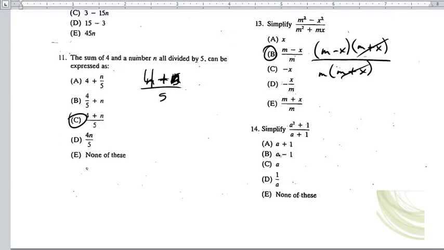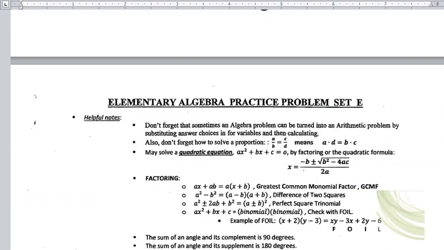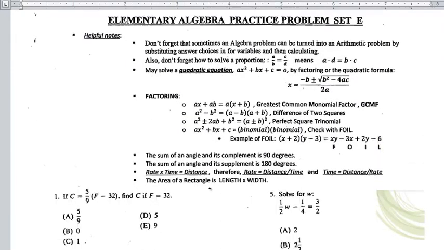All right, you guys should recognize the top right here. Cannot factor that. It's not a difference of two squares, and you can't have a sum of two squares to factor. So there's no simplifying. That's why this is none of these. Okay. All right, practice problem set E.